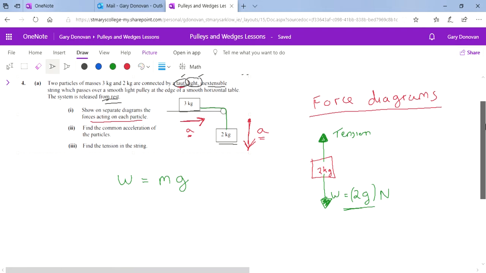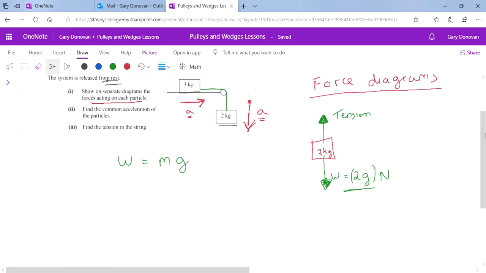Let's look at the force diagram for the second one, the 3 kg mass. Well, what's it being pulled by? It's being pulled to the right by the string. And because this is the same string attached to the 2 kg mass, the force will be the same. So there's tension pulling it to the right.